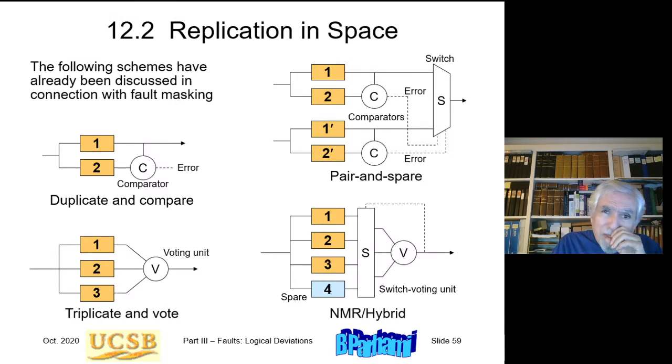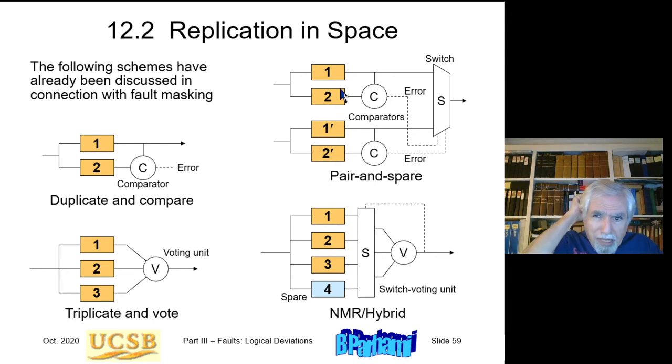Okay, so here are some examples of replication in space that we have seen before. Some of these are shown in more detail here. So duplicate and compare is one method of replication in space. Triplication and voting is another method. Hybrid redundancy, in this example, 3 active units and 1 spare.